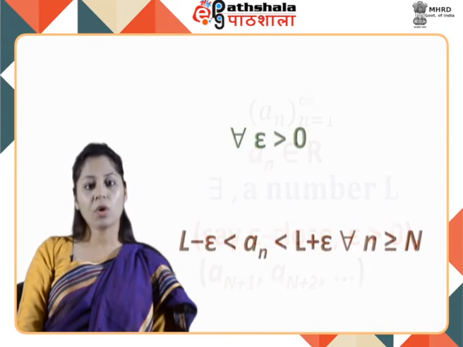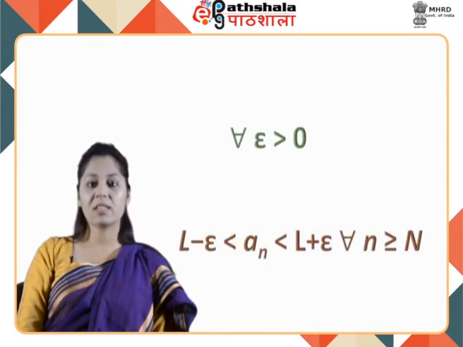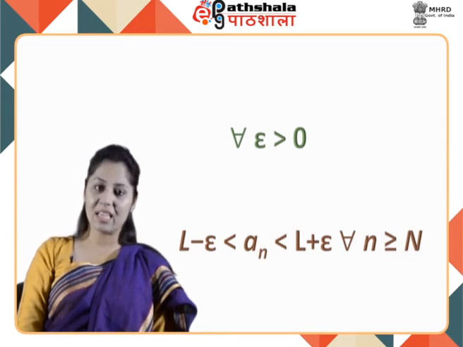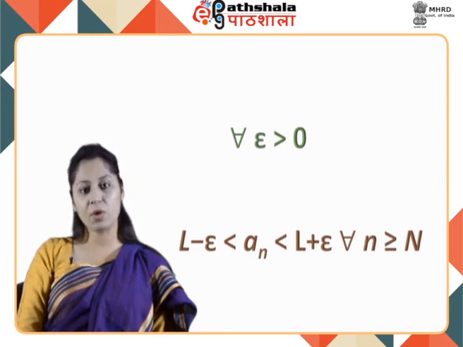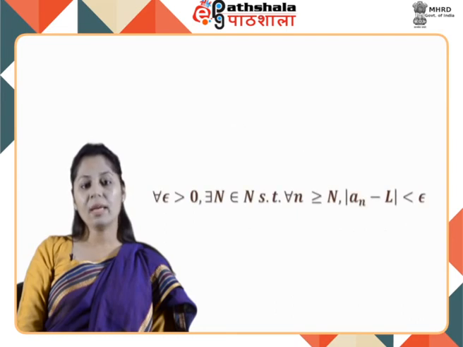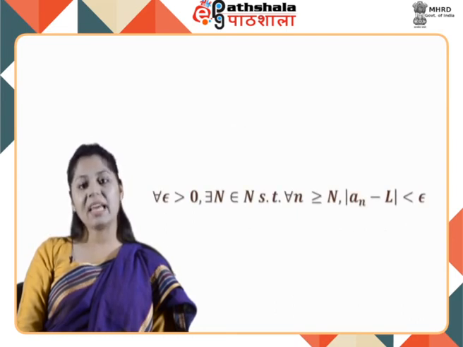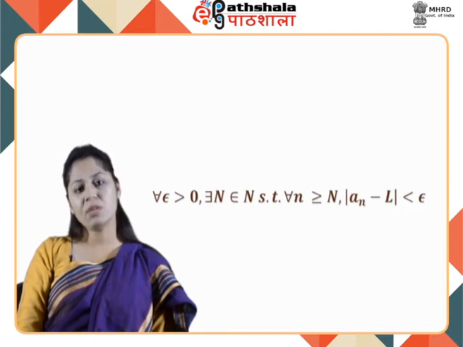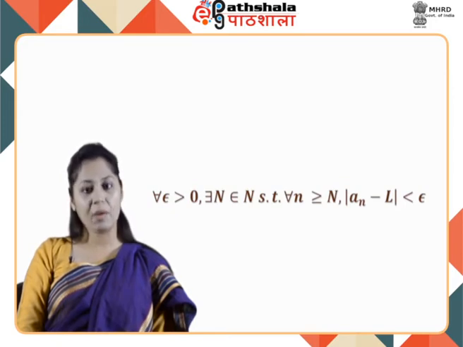For instance, for all epsilon greater than 0, there exists a natural number N such that L minus epsilon is less than a_n is less than L plus epsilon for all n greater than or equal to capital N. In even more compact notation, for all epsilon greater than 0, there exists an N belonging to the set of natural numbers such that for all n greater than capital N, the absolute difference between a_n and L, that is, |a_n minus L|, is less than epsilon.